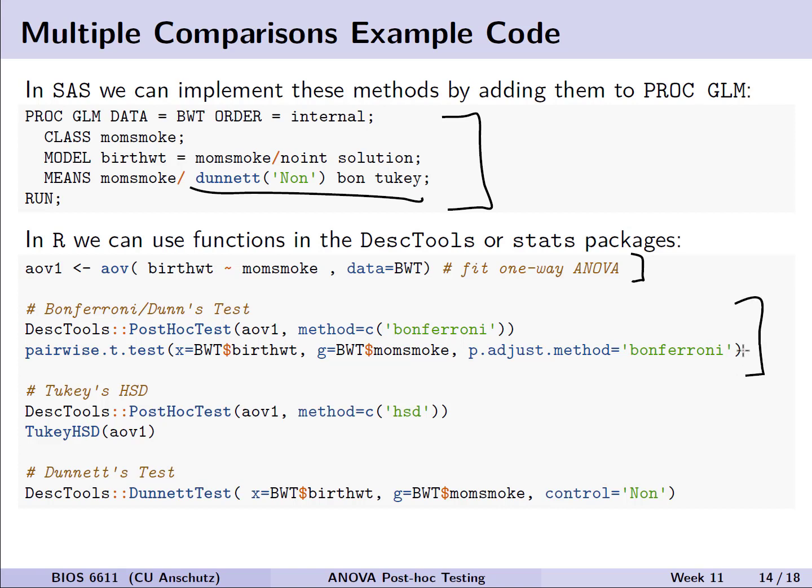But then we can implement them in a few ways. For example, the Bonferroni or Dunn's test can be used via the PostHocTest function or the pairwise.t.test function, where we just specify that we want to adjust the p-values using that Bonferroni correction. Tukey's HSD similarly has a DescTools equivalent and a base R stats package equivalent of Tukey's HSD. For Dunnett's test, we have the one version from DescTools here. One of the things to note as well is that, because we're comparing to a single control reference group, we can specify which one we wish that to be, and here we'll say it's the never smoking group.